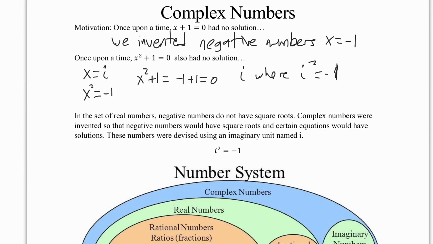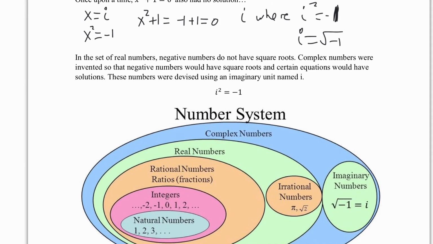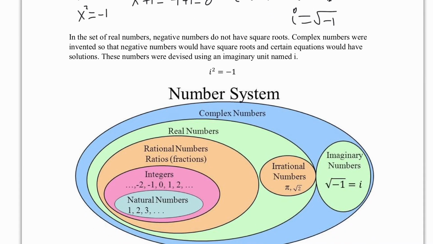And for a long time, people freaked out because they said, how could you have a number that when you square it, you get a negative? But they said, well, it's simple. What that means is that that number is just the square root of negative 1. And you said, well, you can't square root negative numbers, but in the same way that you couldn't have negative numbers, eventually we decided you could, and in the same way you couldn't square root negative numbers, eventually we decided we could. And these numbers are called the complex numbers. So in the set of real numbers, negative numbers don't have square roots, but complex numbers were invented so that negative numbers would have square roots. And certain equations then have solutions.